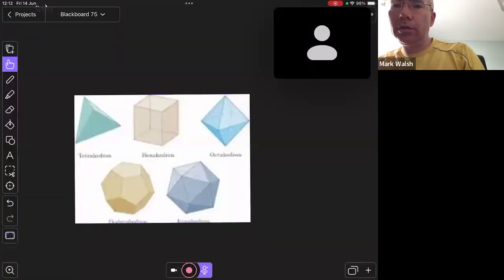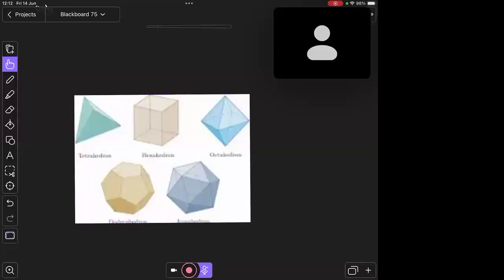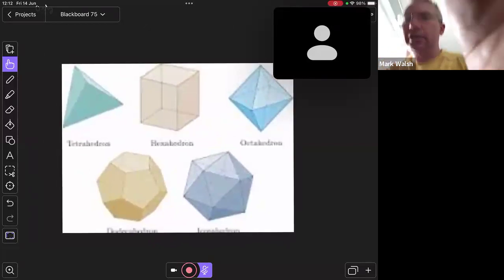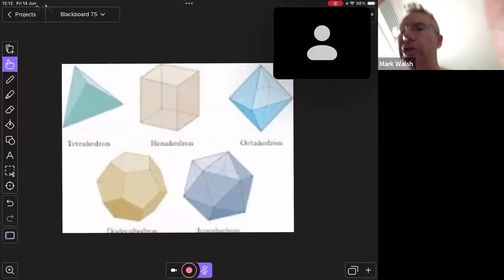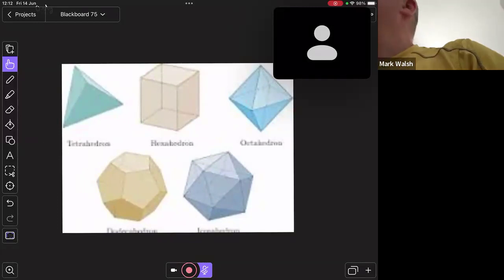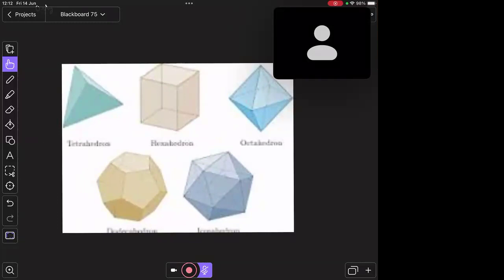So I was going to have a little chat about these guys. I don't know if you can see the image here. Can you see the shape? I took something from online here. These are the platonic solids. You guys have probably heard of these, right? Can you see the image? Yeah, we can see it.